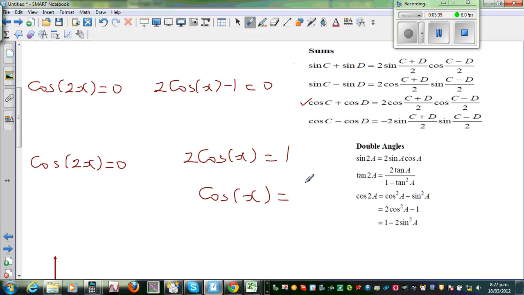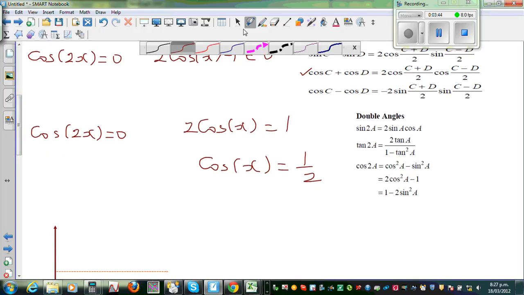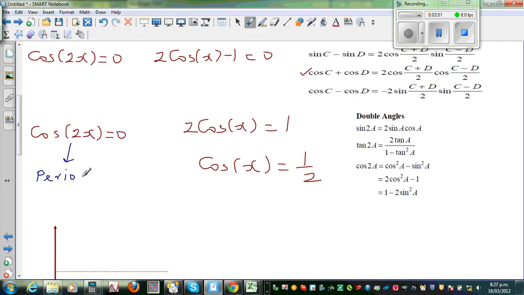So you got two equations now, and you need to solve both equations. Now this cos 2x, I hope you know, has a period of 180, because 2 tells me that within 360 there are 2 cycles, and you got an amplitude of 1. Here the period is 360, and the amplitude is also 1.